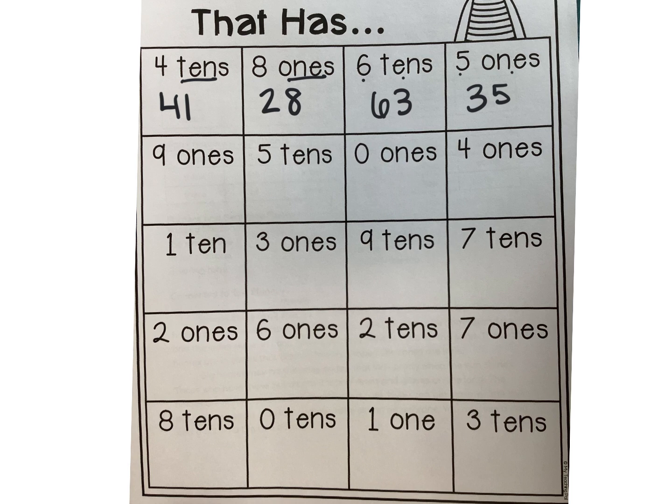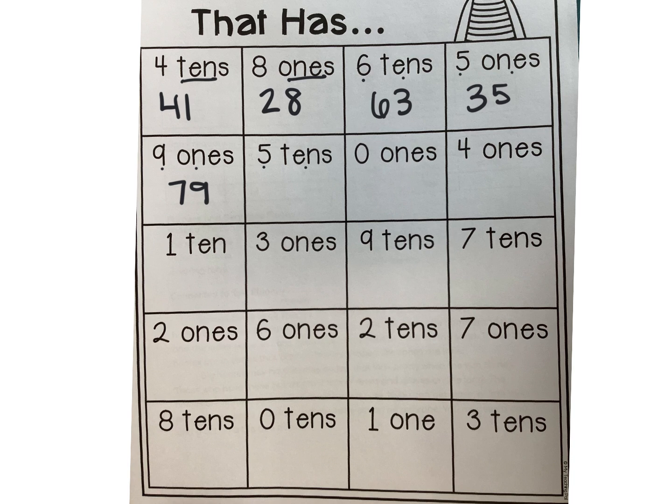Let's do another row together, and then I'll have you do the last 3 rows on your own and check it with your teacher. So this one says 9 ones. So let's write a number with 9 ones. I think 79. Good, let's read the next one together.